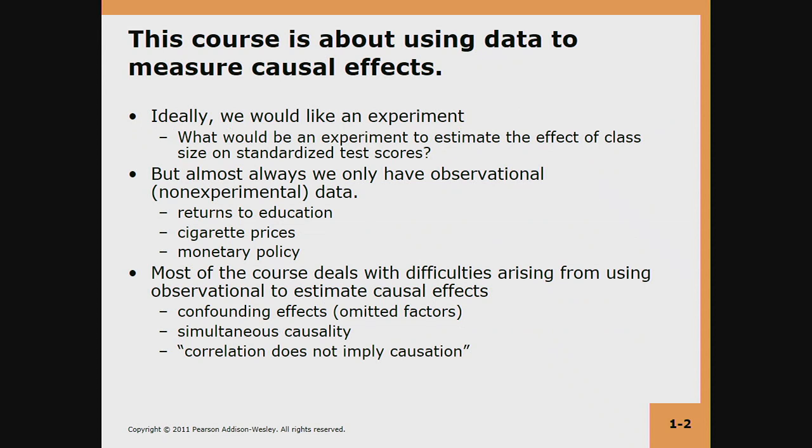Okay. So we're going to be using data to try to measure the causal effect. Ideally, we'd like to do an experiment. A randomized experiment is the gold standard for trying to determine causation and estimating what the impact is. So in science, in psychology, they're often able to use experiments to try to estimate this effect. So if you're trying to estimate the effect of class size on standardized test scores, you could do that with an experiment.